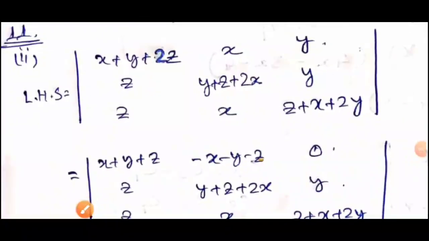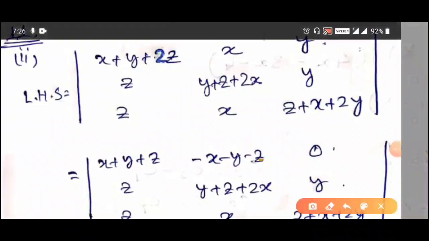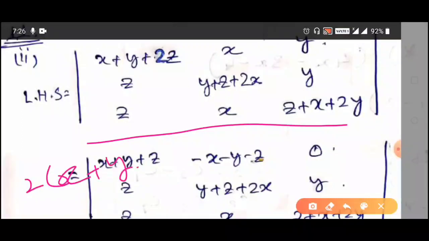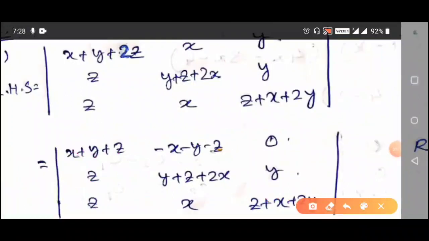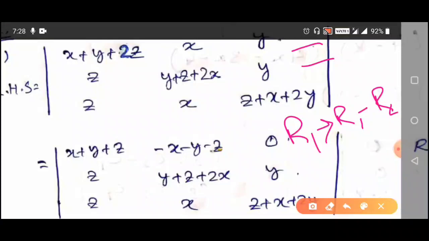Now question number 11.2. The question is given this determinant and we need to show this determinant is equal to 2 into (x plus y plus z) whole cube. Now see, how can we get x plus y plus z from this determinant? Look at row 1 and row 2. If we replace row 1 as row 1 minus row 2, then we will have x plus y plus 2z minus z. So it will be converted to x plus y plus z.